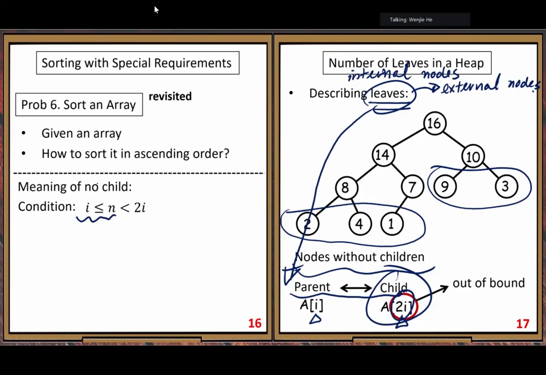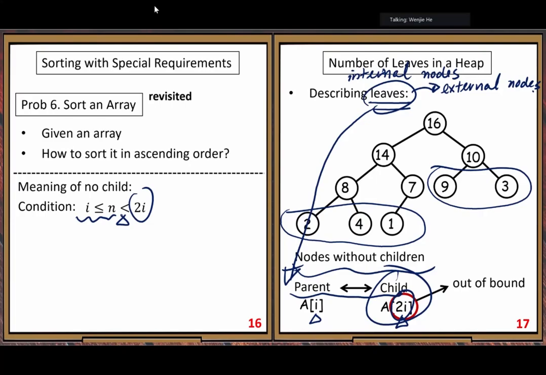This leaf node, its index I must be within the range. So that's the first inequality. Second inequality, we double it, it is strictly greater than n, that means it is out of the range. That's the condition. Okay. All right.